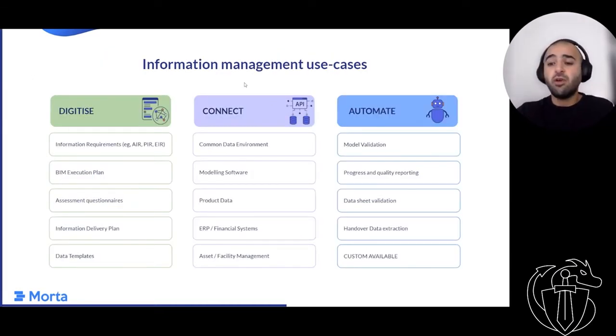So a very good example of that is information management, documents like information requirements and so on and so forth, digitizing them on a database, and then connecting them to other data sources like common data environments, like product data and modeling software, and even like financial data systems and supply chain management systems. And then finally, we can look to automate, and we can automate things like checking the model deliverables and checking the progress of the models.